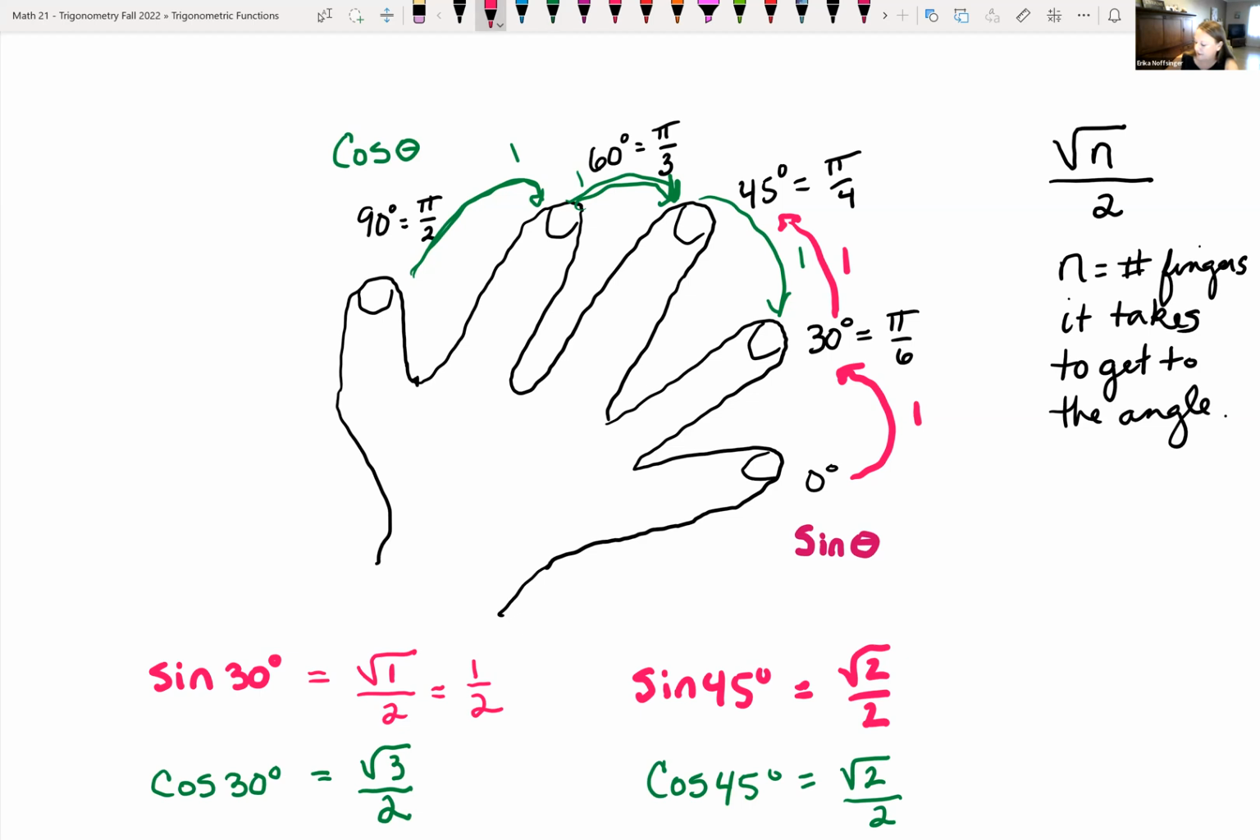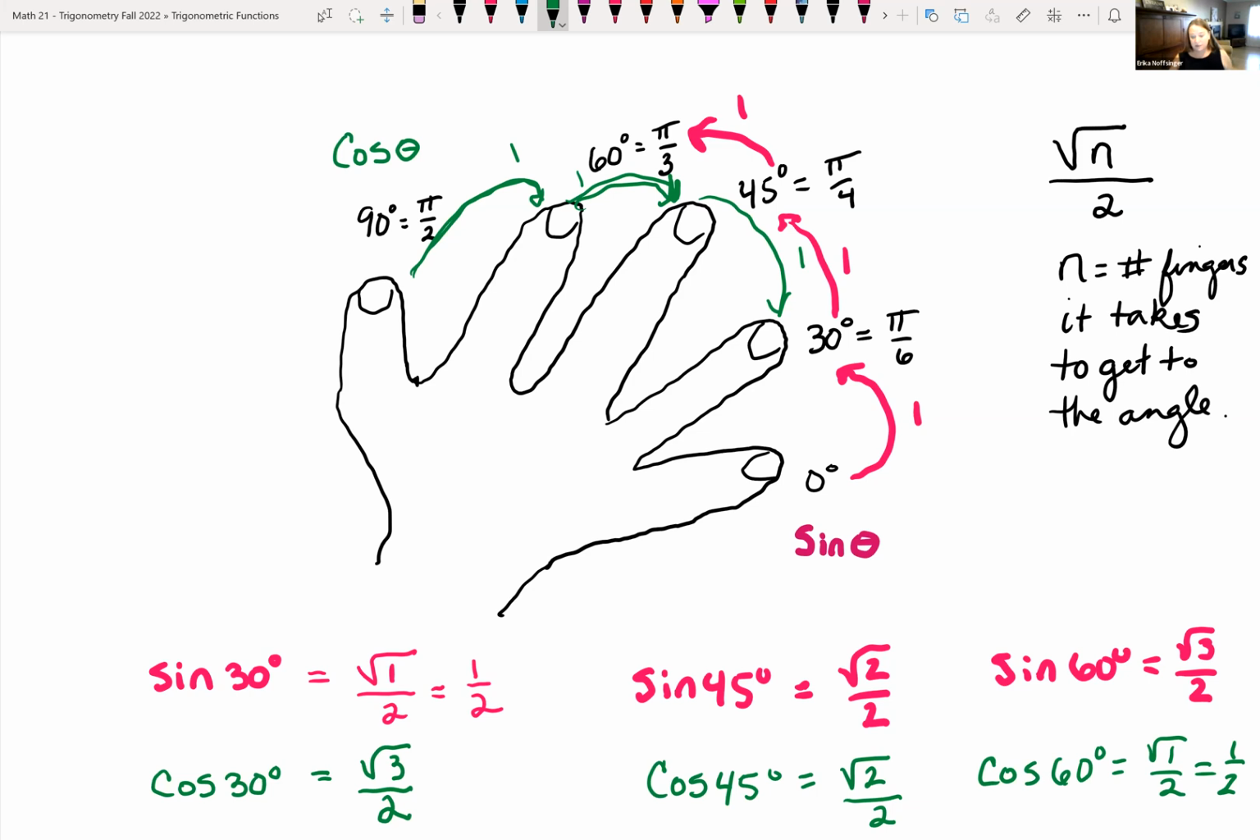So sine of 60 degrees. Going from 0 degrees to 60 degrees, there's 3 fingers. So this is root 3 all over 2. And last one, cosine of 60 degrees. There's only 1 finger to get down to 60 degrees. And so this is root 1 over 2, which is 1/2.